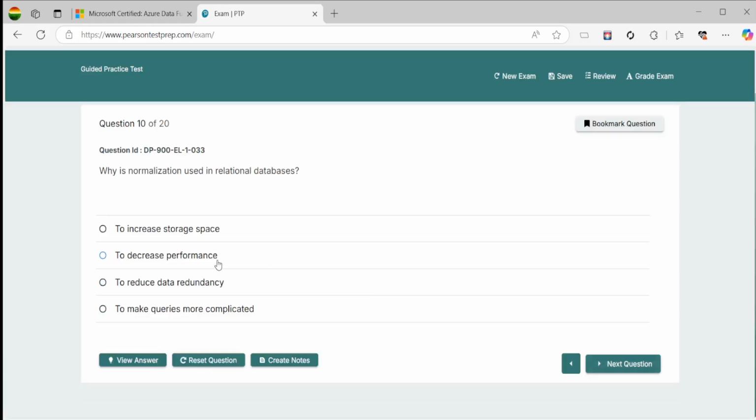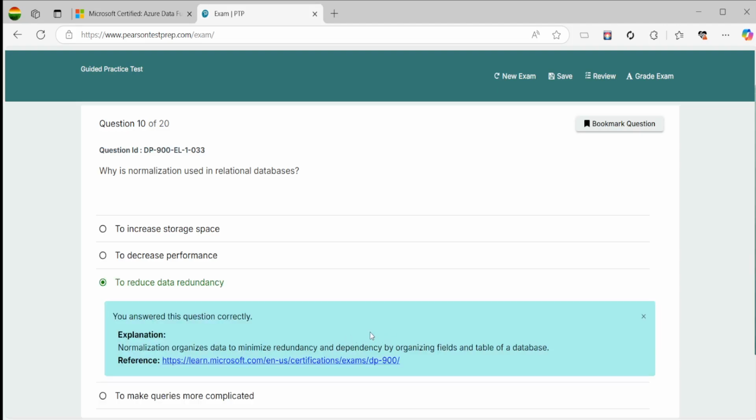Why is normalization used in relational databases? To increase storage space, to decrease performance, to reduce data redundancy, or to make queries more complicated? Well, some of these answers are silly. Normalization in a relational database is used to reduce data redundancy.